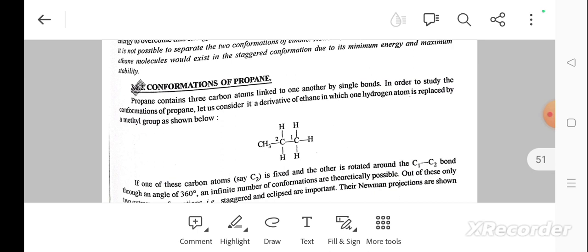Second concept, configuration of propane. Propane contains three carbon atoms linked to one another by single bonds. In order to study the configuration of propane, let us consider it as a derivative of ethane in which one hydrogen atom is replaced by a methyl group, as shown below.